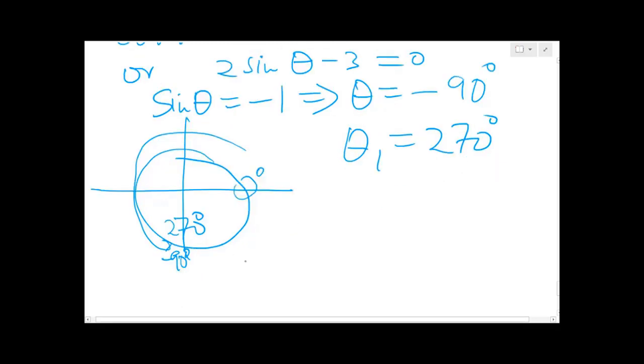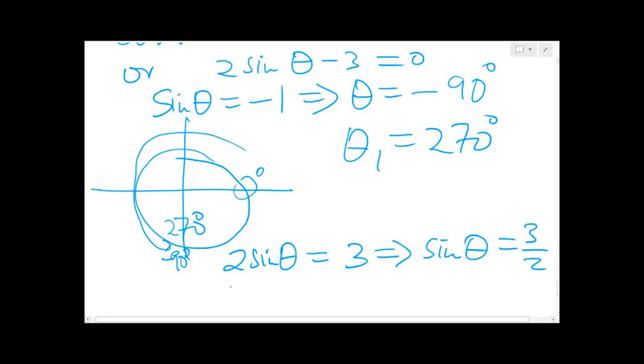From our second option, we have 2 sin theta is equal to 3, which implies that sin theta is equal to 3 over 2, and we say that since sin theta lies between 0 and 1, this answer is not practical.